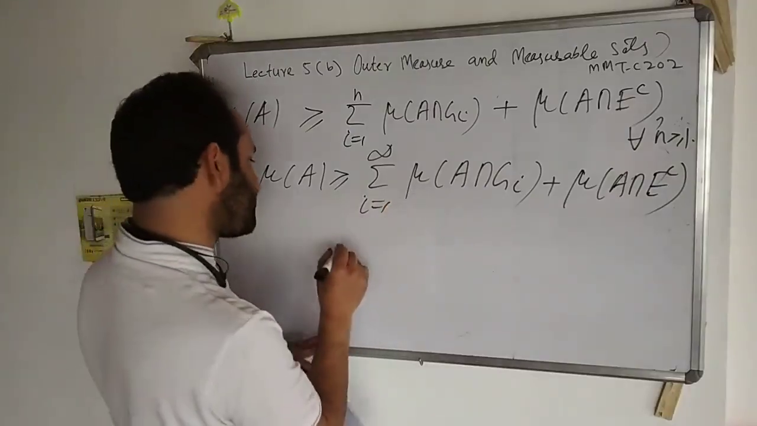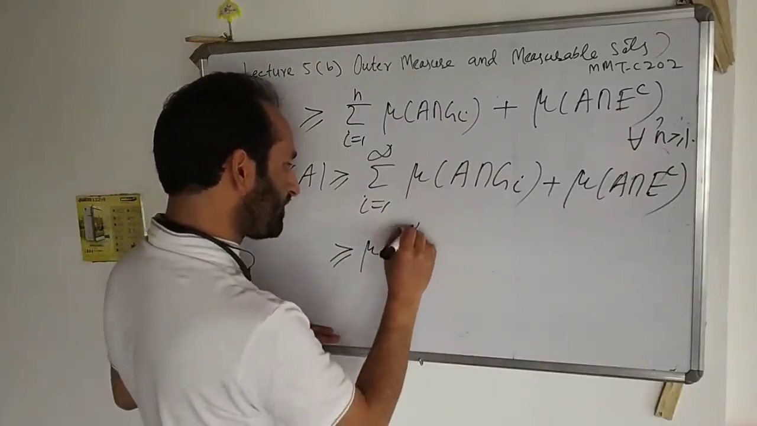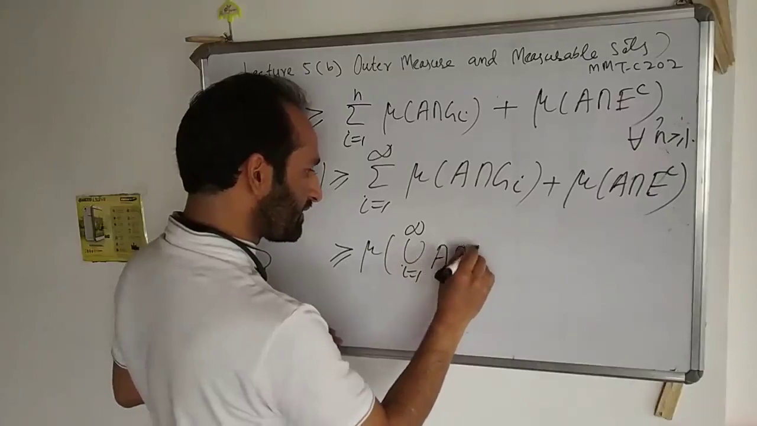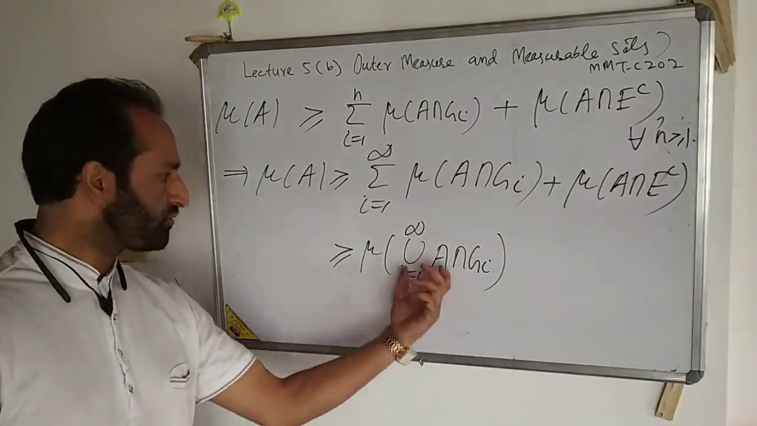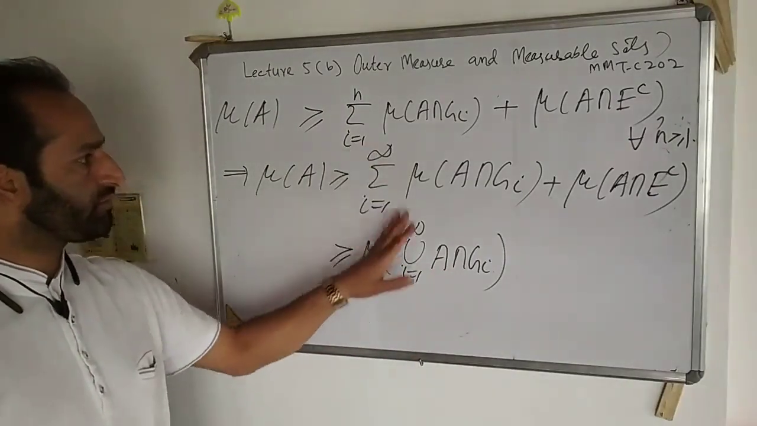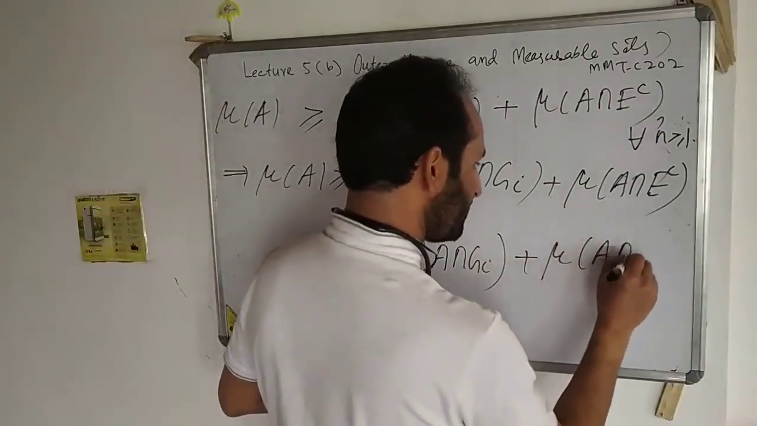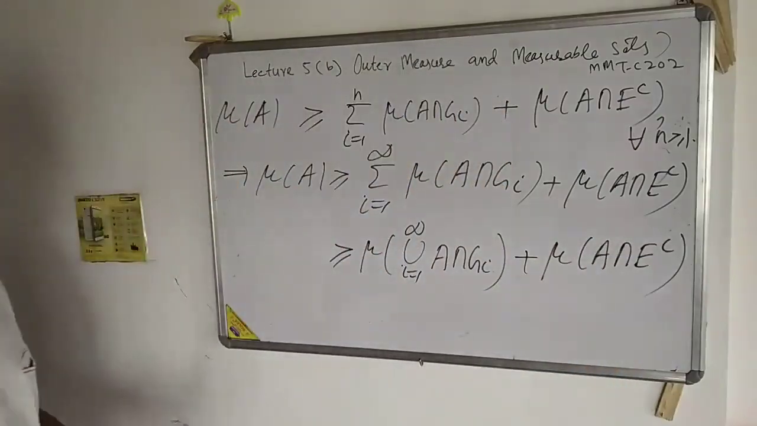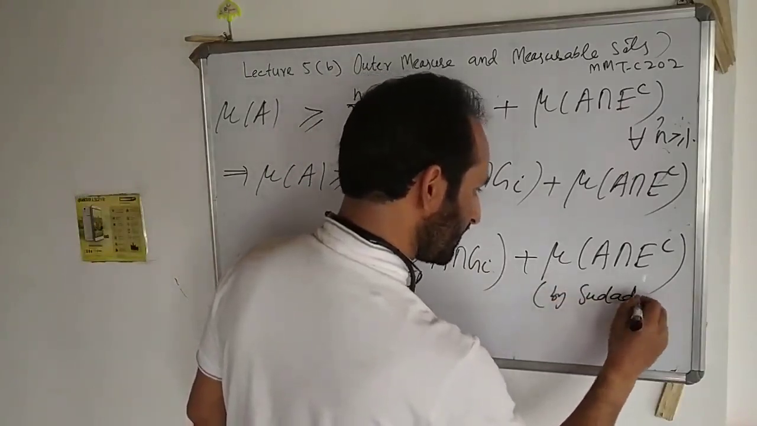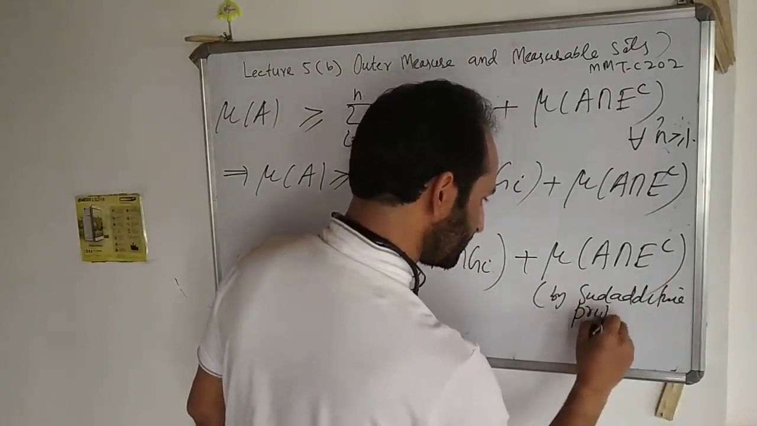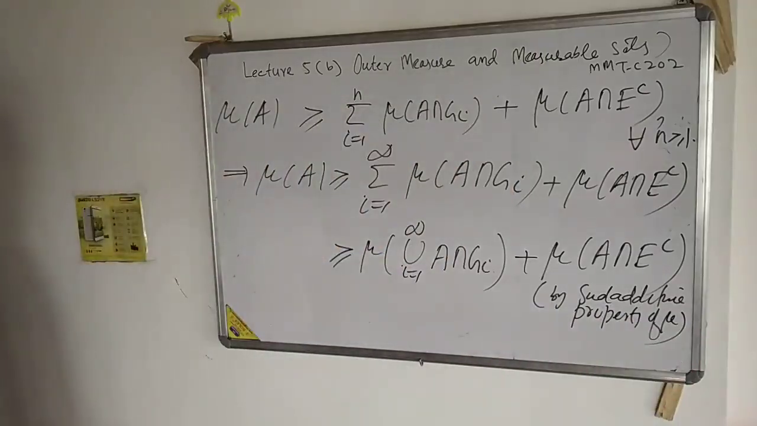And this one is greater or equal to mu of the union, i runs from 1 to infinity, of A intersection Gi. By the sub-additive property of mu, because mu is an outer measure, that means mu of the union will be less or equal to the summation, i runs from 1 to infinity, of mu of A intersection Gi, plus mu of A intersection E complement, by the sub-additive property of mu.